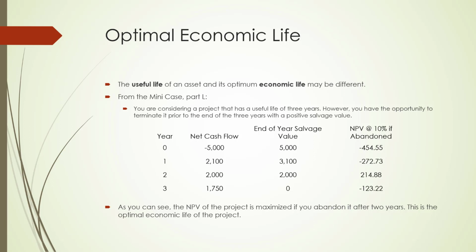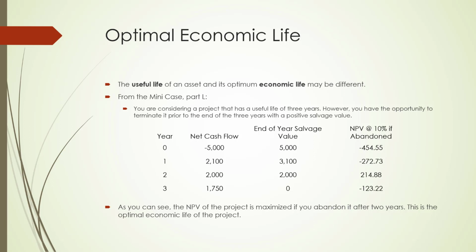If we abandon it in year 1, we'll have spent $5,000 to get $2,100 plus $3,100. And that gives us an NPV of negative 272.73. So still a negative NPV, so it does not make sense to abandon it after 1 year. And then if we abandon it after 2 years, we spend $5,000 and we get $2,000 and $2,000 in year 2, and also, of course, the $2,100 in year 1. And that gives us an NPV of $214.88.